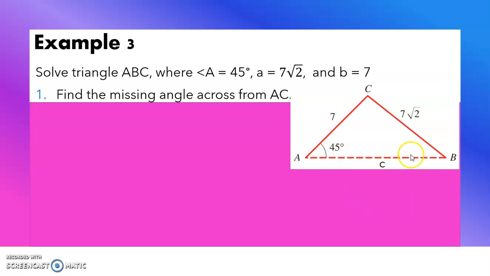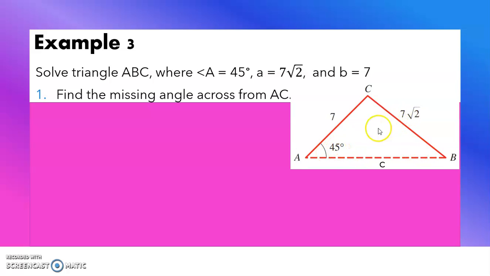Okay, so I have my triangle here. Remember, angle A is always across from side A, so that's how I knew how to place those. And angle B is always across from side B. So it's very important that you're careful with your labels when you draw your triangle. Okay, so this is my triangle. Now let's talk about what you should do first.